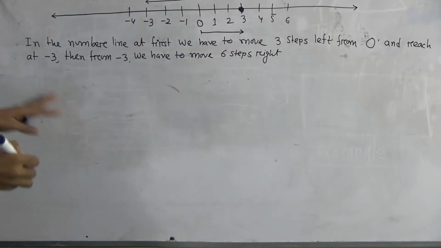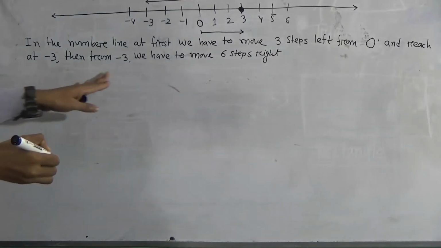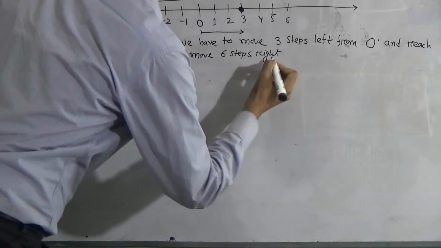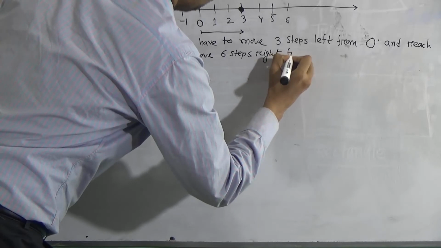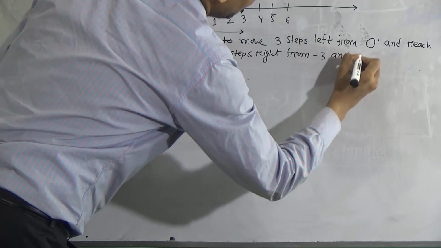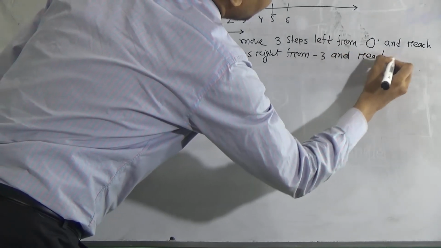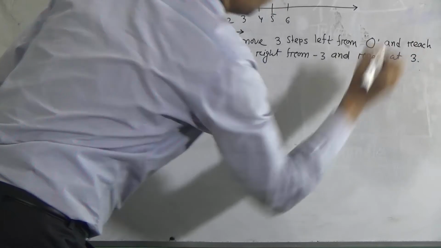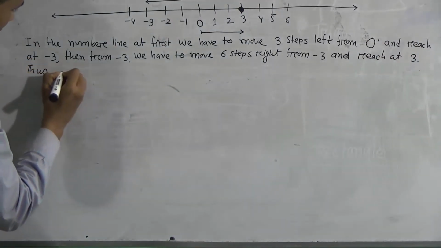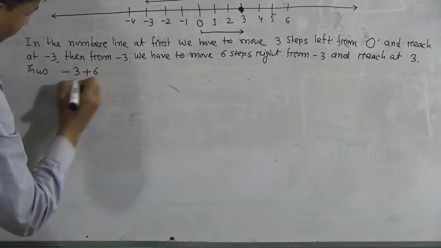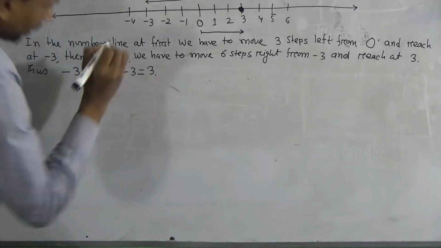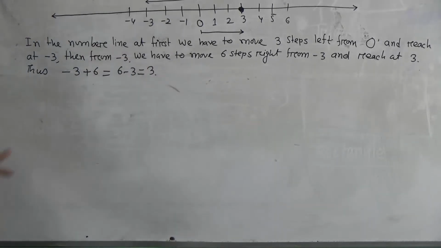Look, we are at -3. Then from -3 we have to move 6 steps right, and reach at 3. Thus -3 plus 6 is equal to what? 6 minus 3 equal to 3. Okay student, the first step is done.